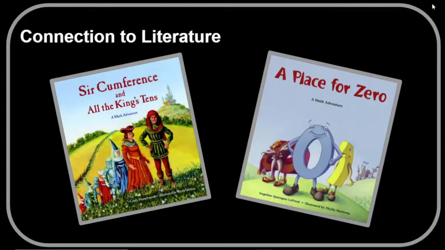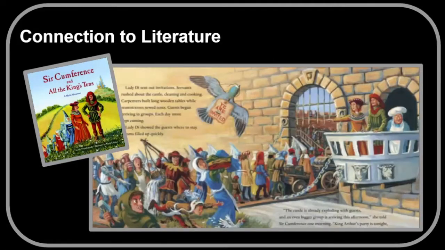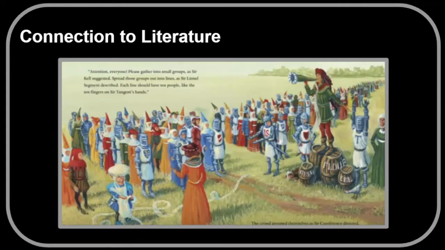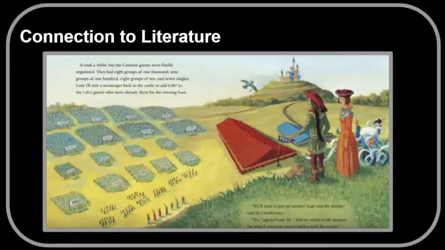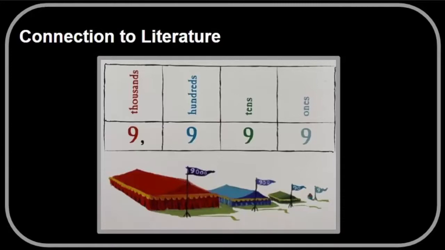To support instruction, there are several connections to literature that bring place value understanding to life. In Circumference and All the King's Tens, the Queen wants to have a party for the King. So many guests began to arrive that they lost count and began to organize the crowd into groups of 10. Eventually, 9,999 guests arrived. Organizing the attendees into groups of ones, tens, hundreds, and thousands helped keep track of the total number of guests. Even though the digits were the same, the placement of the digits determined their value.